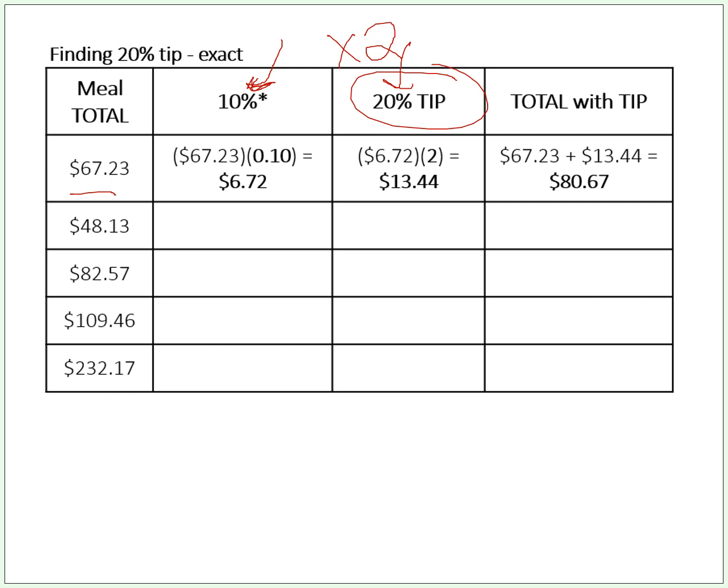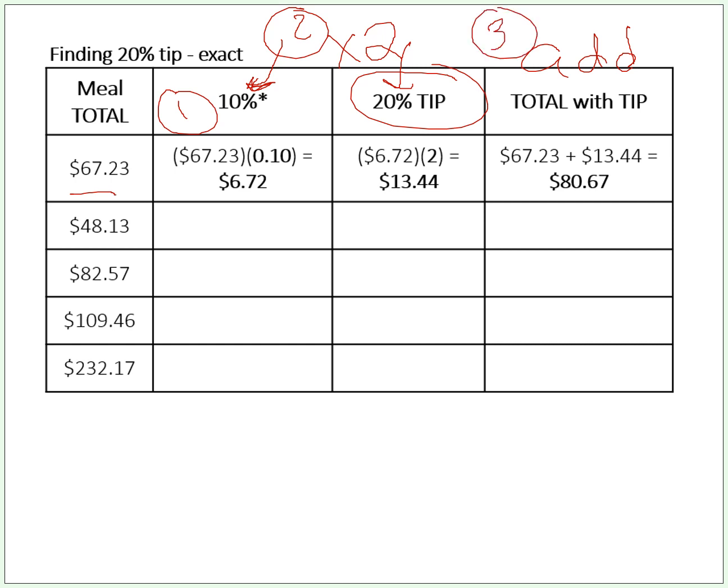And then add it with your total. And the truth is, this way is not quicker for me, but in order to practice your percents, go ahead and do it this way. So step 1 is to multiply by 10%. Step 2 is to multiply by 2 to get to your 20%. And then step 3 is to add it to your total.